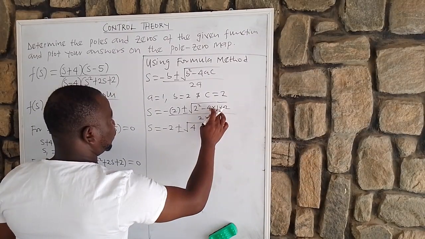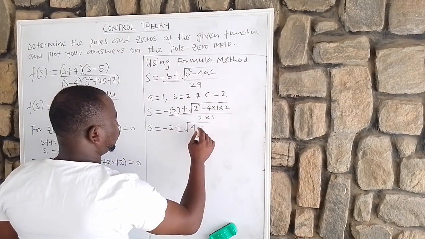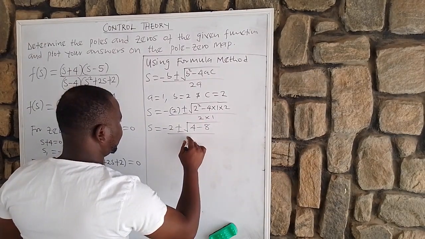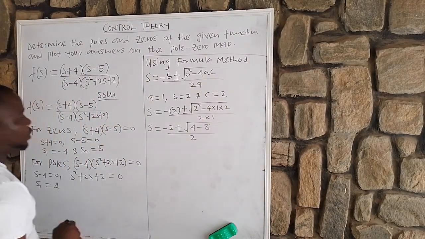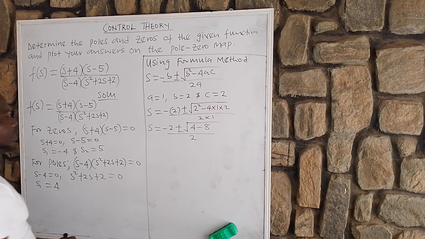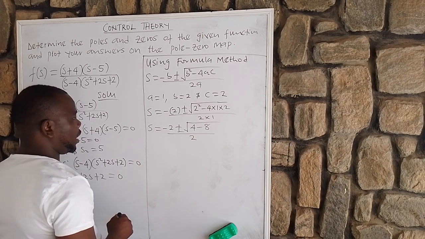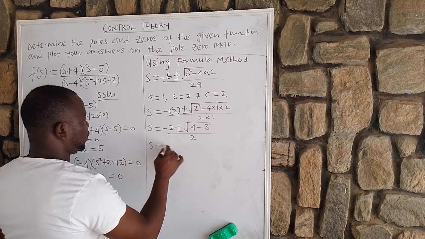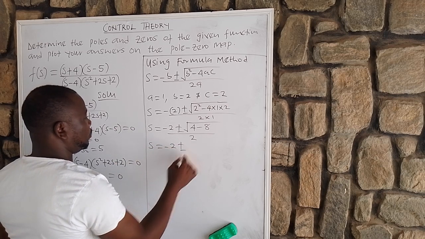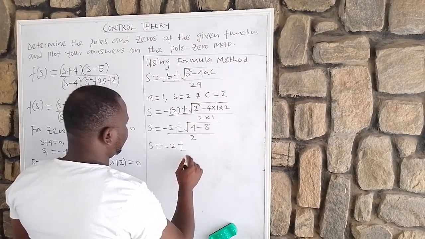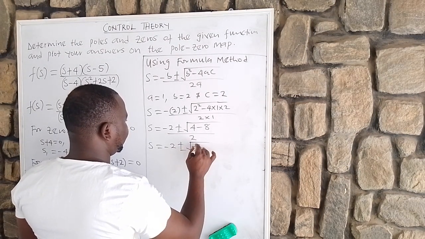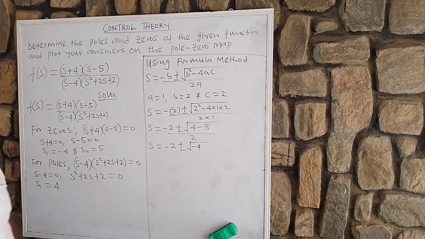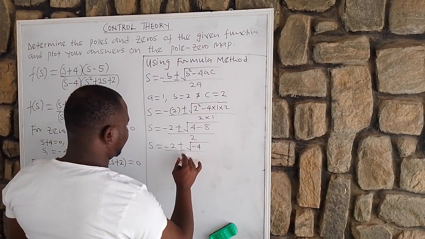Then minus 4 times 1 minus 4 times 2 minus 8, all over 2 times 1, is what? 2. Amen? Okay? So if you agree with me, amen? This is going to give us s equals minus 2 plus or minus the square root of minus 4 plus 4 minus 8, which is going to give you minus 4. True or false? Then all over 2.